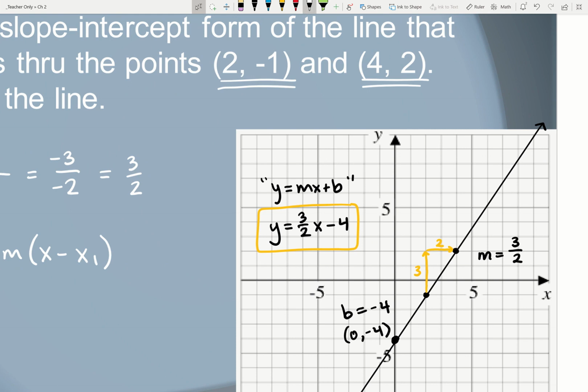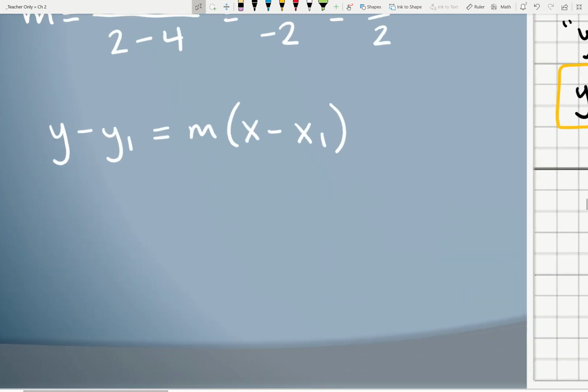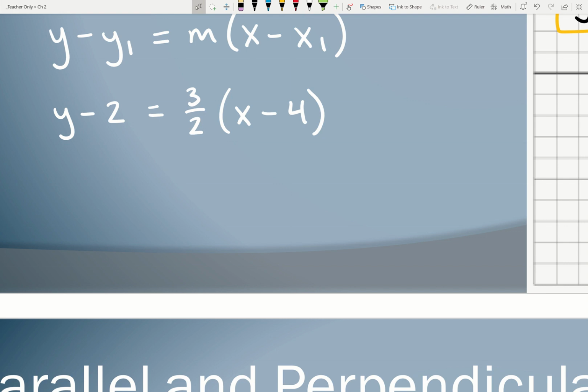The reason that I might pick this point right here with coordinates (4, 2) is because those are both positive numbers. And if I plug those in, then I'm not going to have to remember any of those annoying sign rules. So I'm just going to plug in my information here using that point and using my slope. And this sets me up nicely for being able to figure out what the equation of the line is going to be in slope-intercept form.